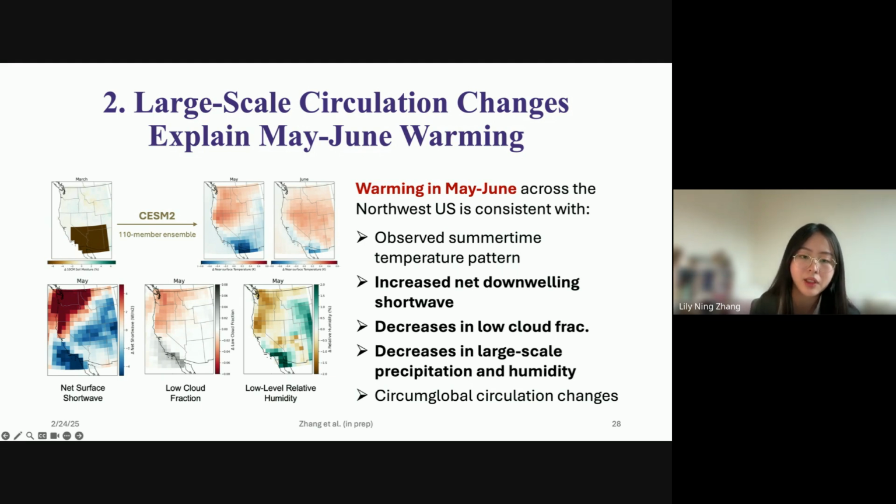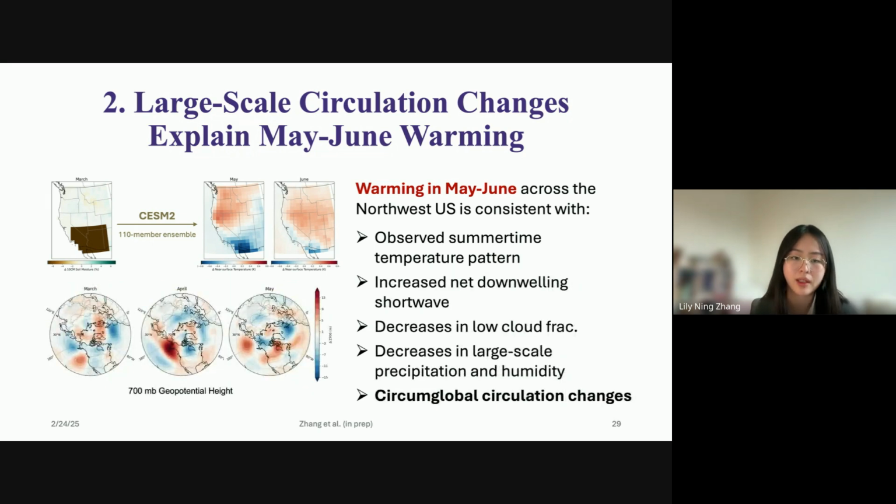And these low cloud changes are consistent with more larger scale patterns in precipitation. So large scale precipitation and humidity also decrease in the same areas where our low cloud fraction is decreasing. So we think that ultimately the warming is driven by these large scale circulation changes that I'm showing here. So this is the 700 millibar geopotential height for the months of March, April, and May.